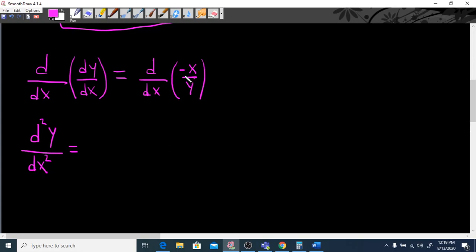Okay, good. And now over here, the derivative of this expression. Well, this is a quotient, so we have to use the quotient rule, right? So the derivative of the quotient is bottom times derivative of the top minus top times derivative of the bottom, over the bottom squared.